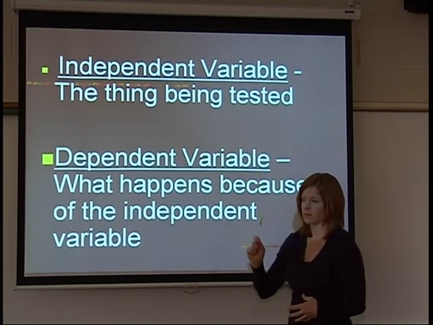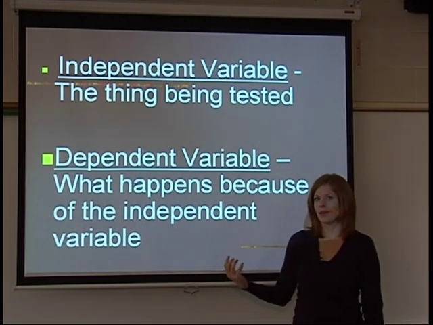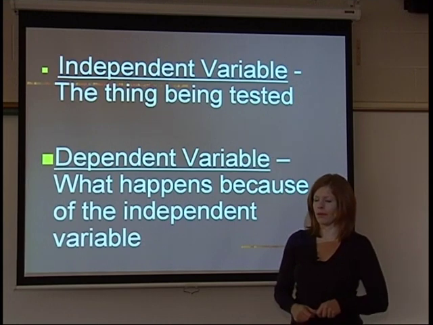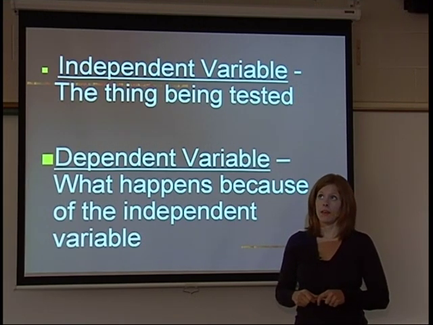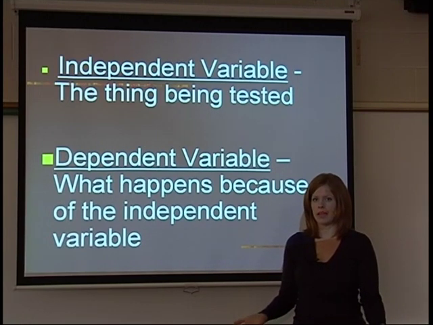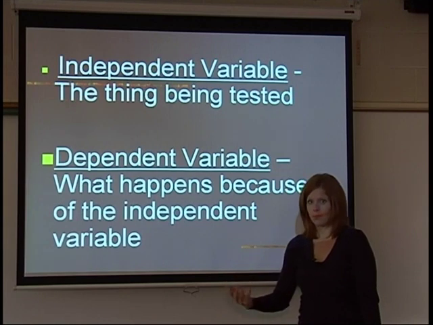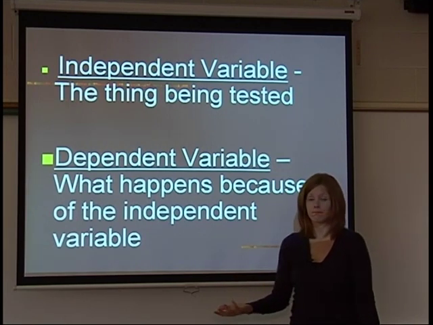It's what we're testing. The dependent variable is what happens because of the independent variable. So for example, if the students all lost an average of 5 pounds by not eating breakfast, that would be the dependent variable. It's what happened because they didn't eat breakfast.